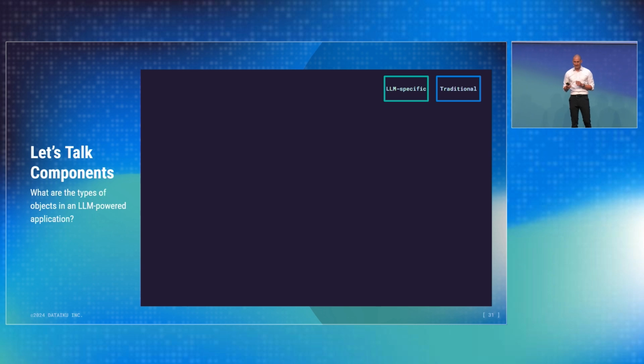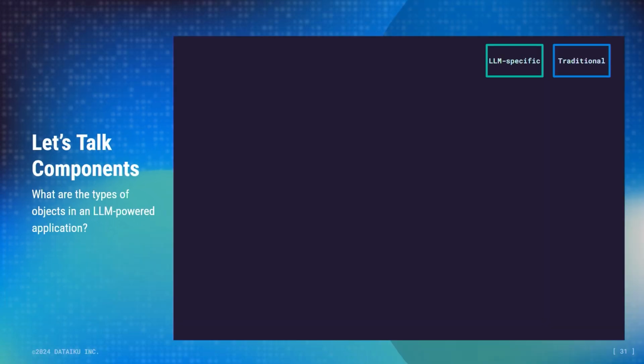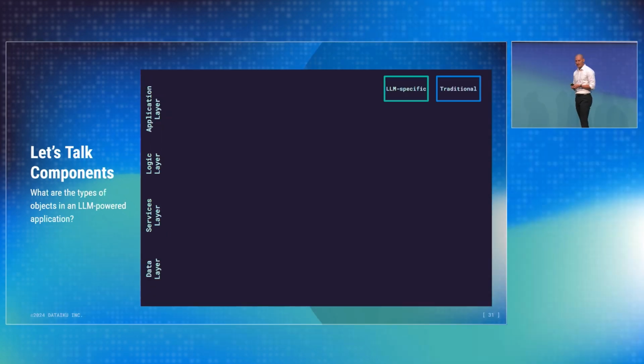So first, let's take a look at the components that go into the development process of an LLM-powered application. And let's think about the differences that we see in this environment versus more traditional software development, and also some of the similarities where we can reuse established principles. In order to do this, I will introduce this model to put the components on one of four layers, either the data layer, service layer, logic layer, or the application layer.